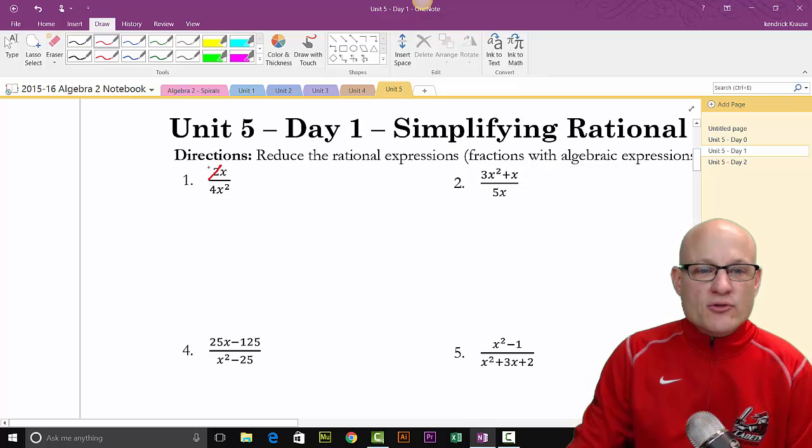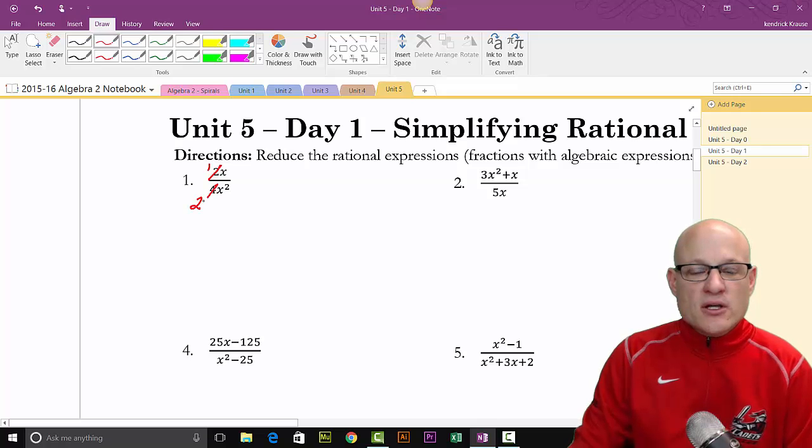This 2 goes into itself once. This 2 goes into 4 twice. Who's got more x's? The denominator, so you subtract them. So this one cancels with one of these. So it leaves you 1 over 2x.